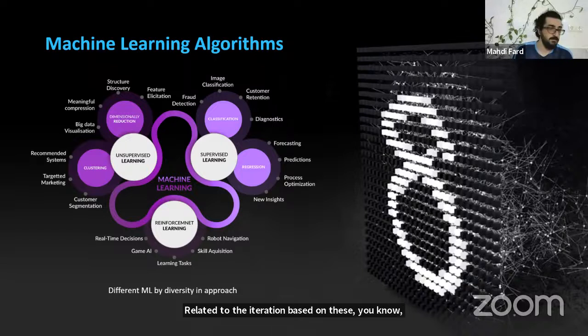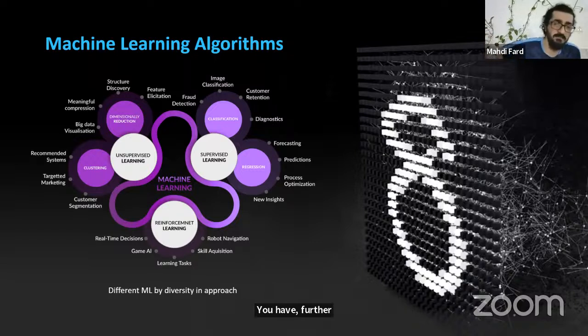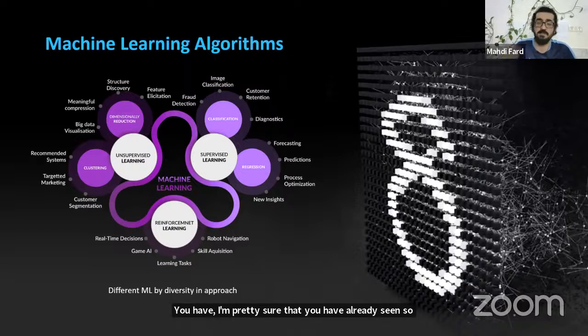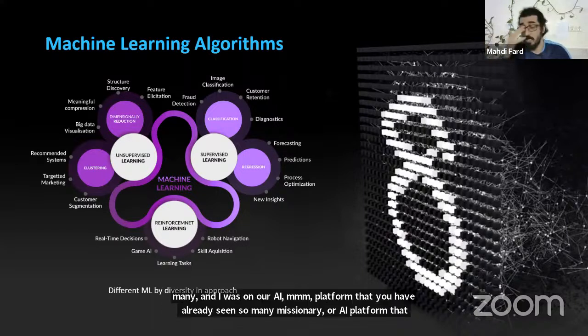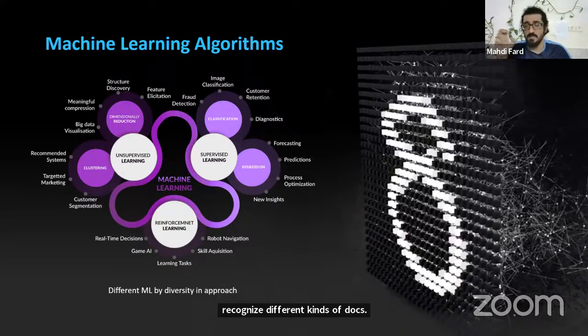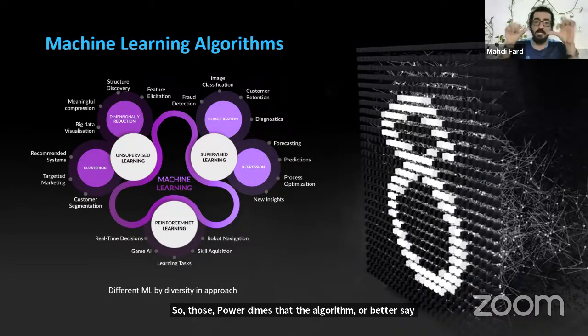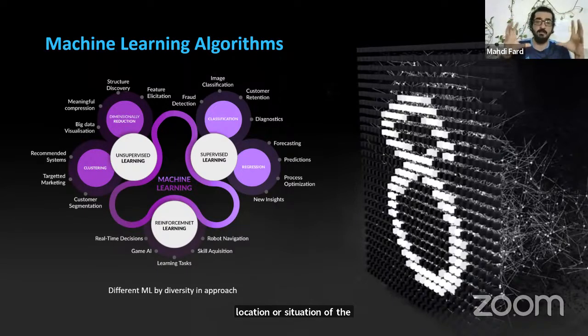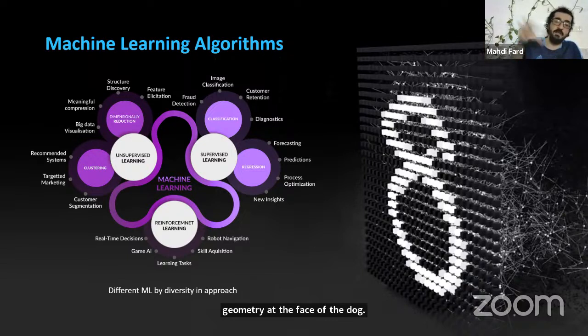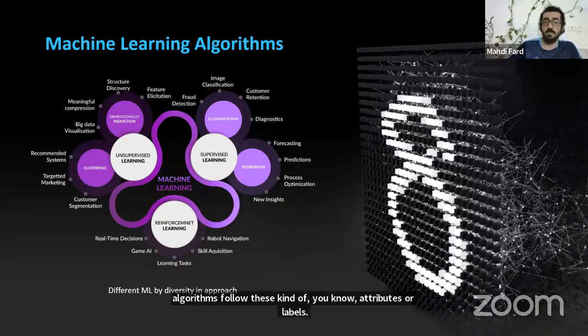If I want to give a general example, I'm pretty sure that you have already seen many machine learning algorithms or AI platforms that recognize different kinds of dogs. The paradigms that these algorithms follow all the time are related to the geometry of the location of the eyes and nose and the geometry of the face of the dog. So in different types and kinds, those algorithms follow these attributes or labels to recognize which type of dog this is.